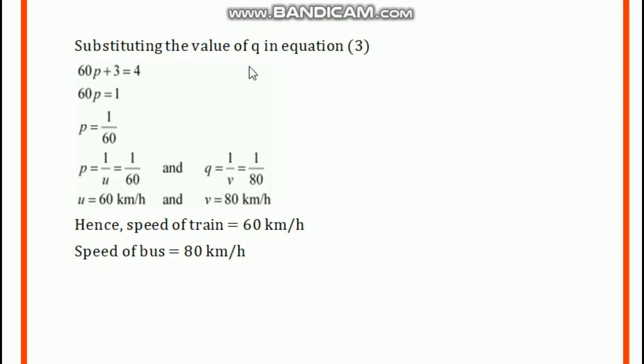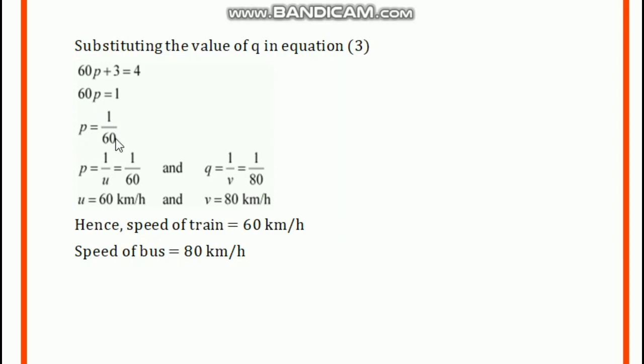Then substitute the value of q in equation 3. So equation 3 is 60p plus 240q equal to 4. 240 into 1 by 80, so you will get 240 divided by 80 is 3. So I wrote directly here 60p plus 3 equal to 4. Then 60p equal to 4 minus 3, which is 1. So the value of p is 1 divided by 60. So we found the values of p and q.